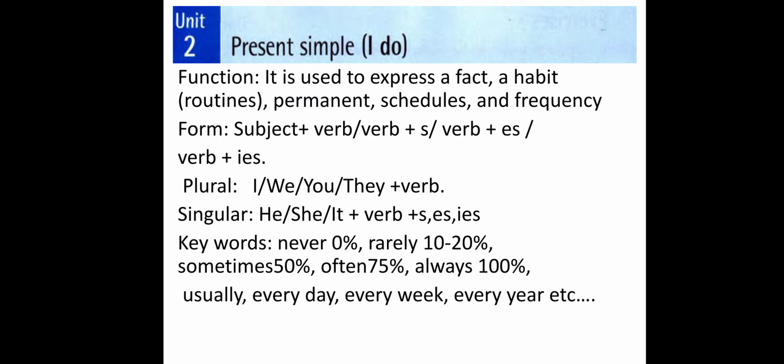The form of present simple is subject plus verb, subject plus verb plus s, or subject plus verb plus es, or subject plus verb plus ies. When the subject is plural, for example, I, we, you, they, we use the verb or base form.